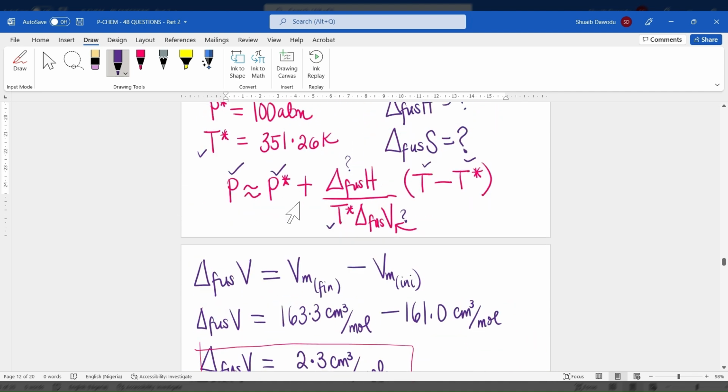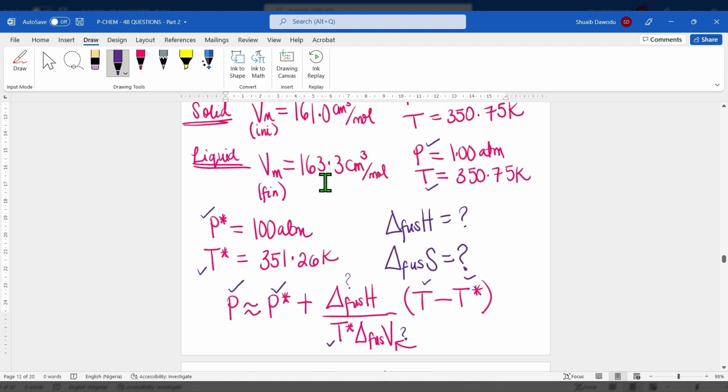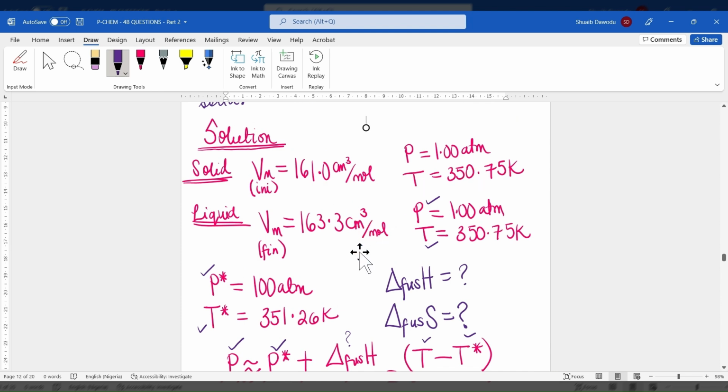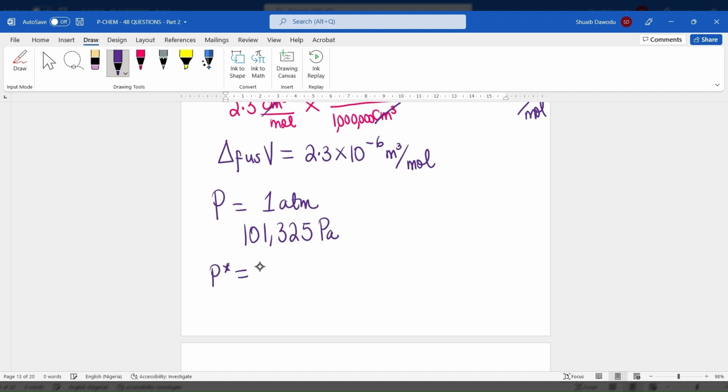Now, of course, we have to convert pressure. We have pressure here in terms of 100 atmospheres. We have another pressure in terms of 1 atmosphere. So we convert pressure. We have P is 1 atmosphere. We already know that to be 101,325 pascals. And of course, we have P star, which is simply equal to 100 atmospheres. So 100 atmospheres to Pascal.